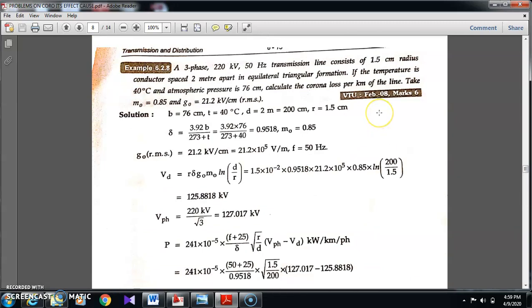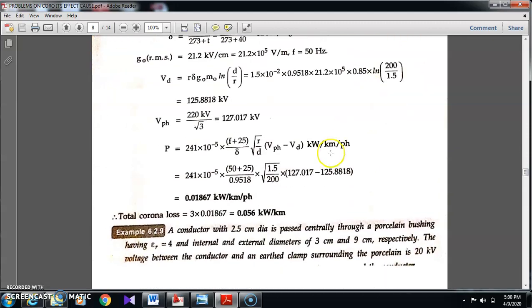So what they told here, you have to find out total corona loss. Total corona loss per kilometer of the line. Per kilometer they told actually. This is kilowatt per kilometer per phase. Per kilometer in the sense, again you have to multiply by 3. It will be kilowatt per kilometer per phase. Okay, per phase, 3, you have to multiply.